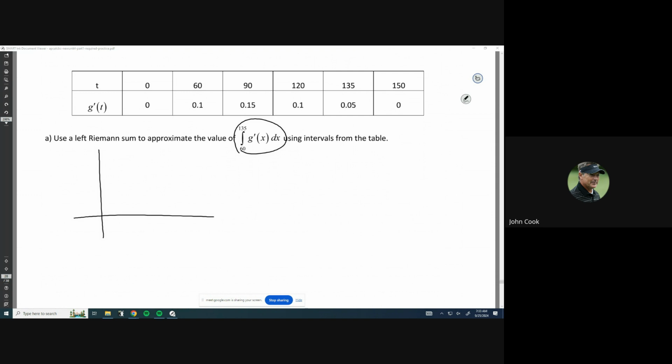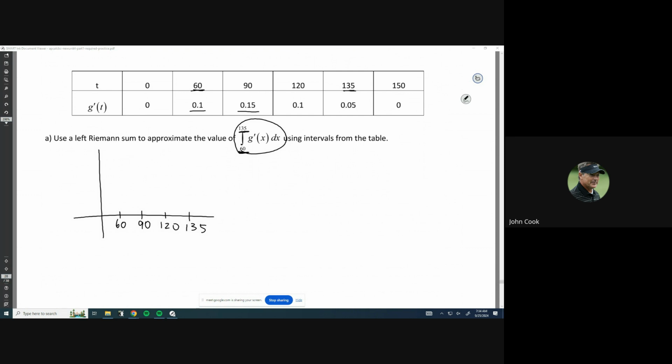So let's see here. We've got to do the interval from 60 to 135. So we're going to start at 60 on the x-axis and go up to 135. Okay, so let's just arbitrarily say that this is 60 right here, and then there's 90 right there, and then 120 right here, and 135 right here. I know this isn't drawn to scale, but it doesn't really need to be. And then we've got points for 60, 90, 120, 135.